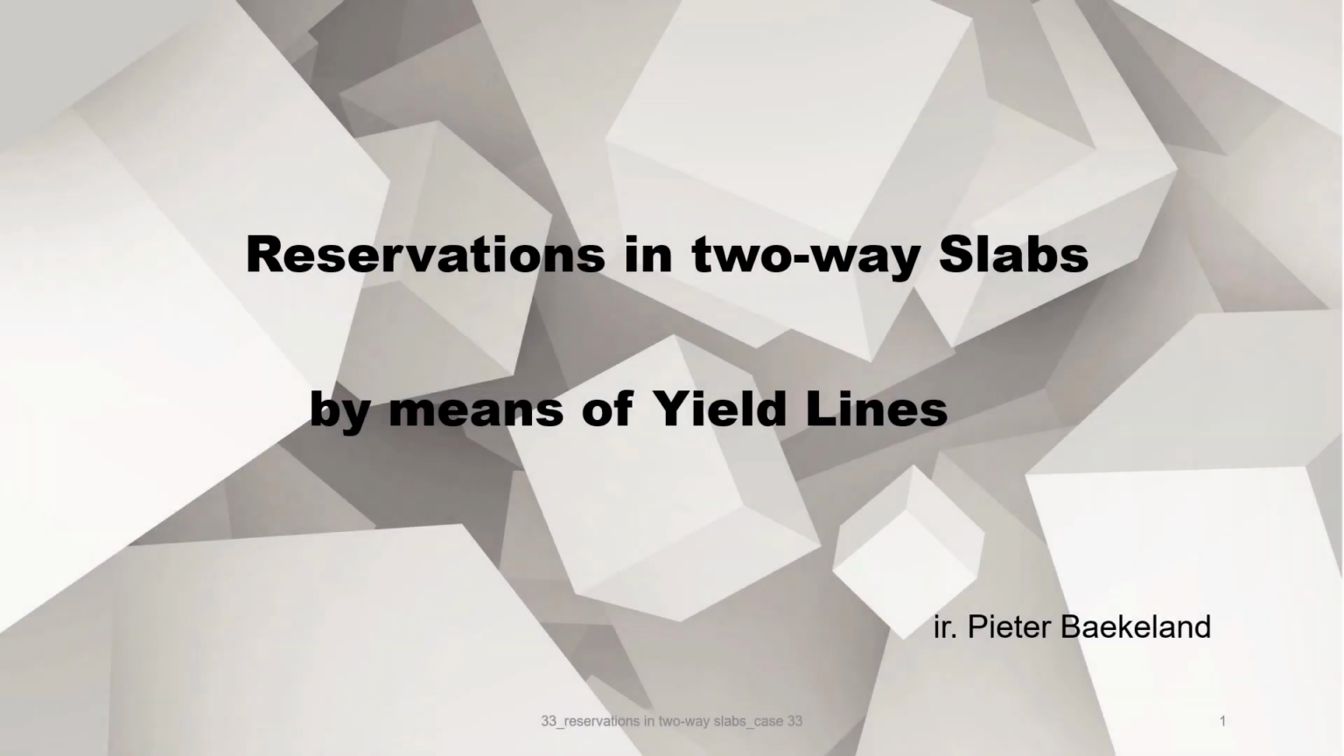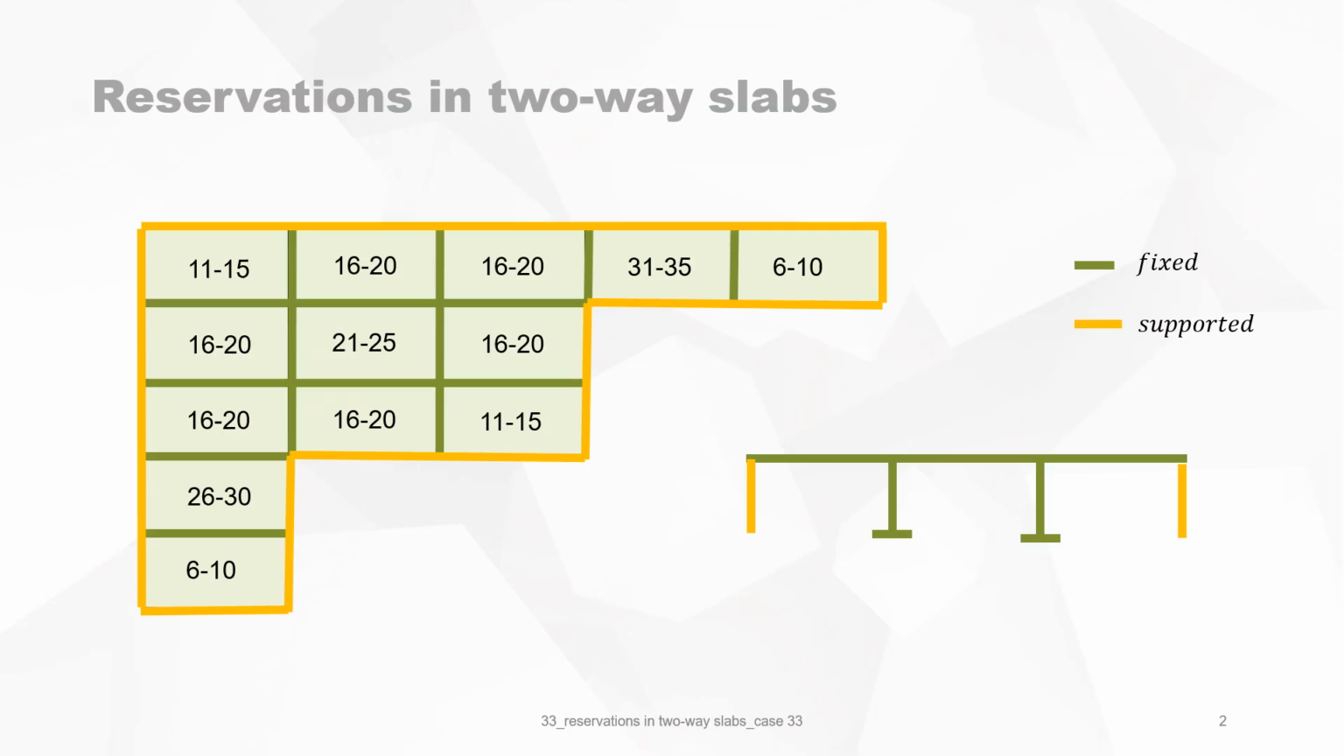Reservations in two-way slabs by means of yield lines. This video deals with the cases 31 to 35. It's about a slab on two sides simply supported and on the other two sides fixed end supports.